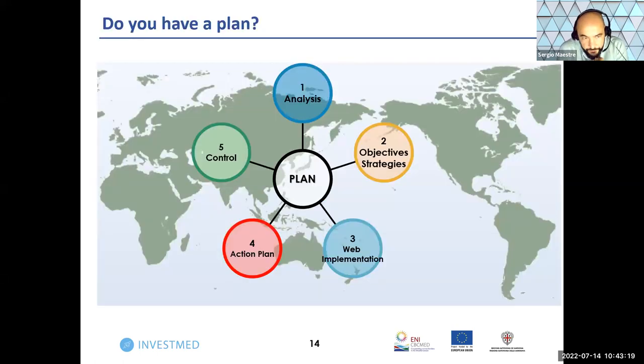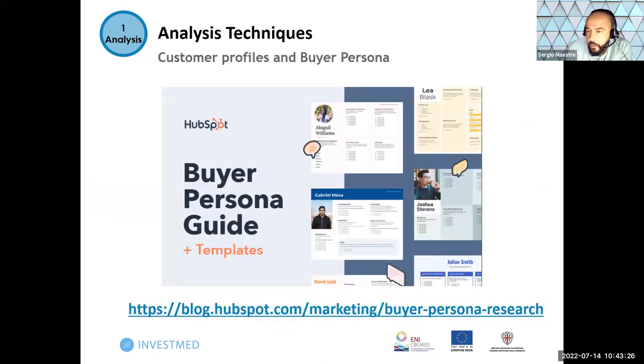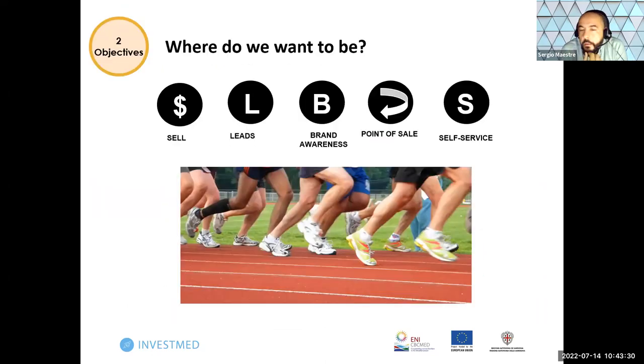After we finish the analysis step, the first step, we have to set up objectives. Basically, I think there are not more than four or five main objectives on the internet, but the most important ones are to sell. If your focus is to make an e-commerce and sell directly to final customers, our objective is direct sales. But if your focus is to find distributors, there's no problem at all. The objective is going to be leads, to obtain B2B contacts. So these are the main two objectives.